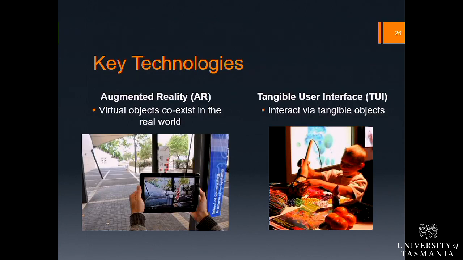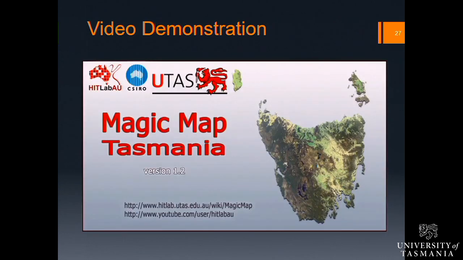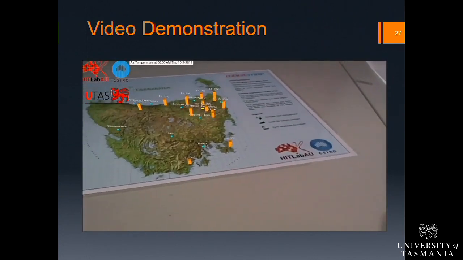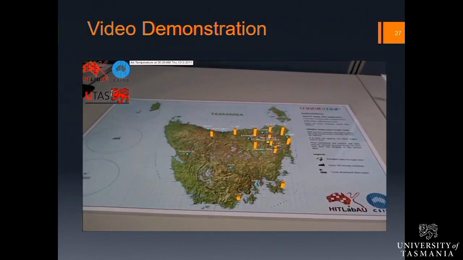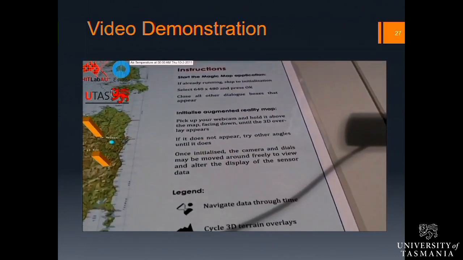So essentially, here we create what we call magic maps. Let me see. Okay, this is a map, and those are augmented reality sensor readouts. And this is some instruction.